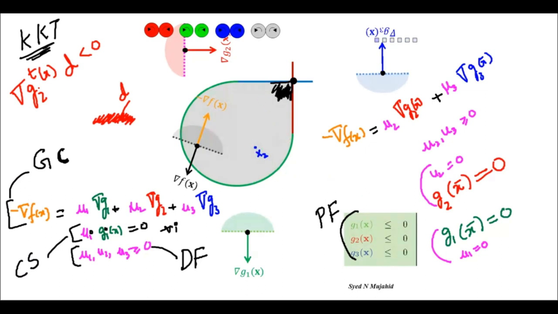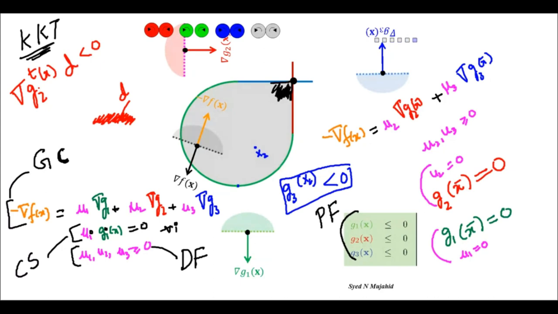x2 is not touching the boundary, right? So if I plug in x2 in any of these constraints, it will be satisfied as strict inequality. For example, if I write g3 of x2, it will be strictly less than 0. So that means g3 is not active at x2. Similarly, g1 of x2 will be strictly less than 0, and the same thing with g2. Okay. So those constraints are not active.